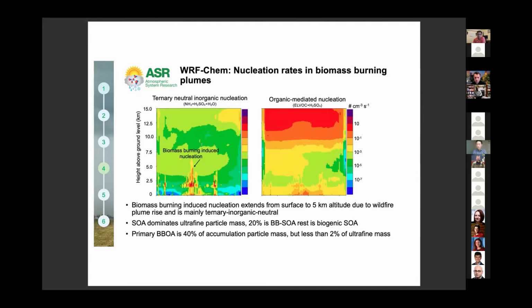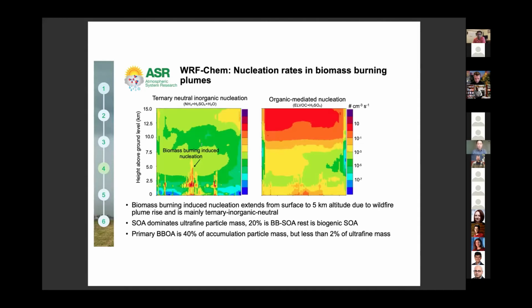And then if we look at the composition of particles, the SOA dominates ultrafine particle mass. But when we look at the accumulation mode particles, the primary biomass burning organic aerosol dominates, and that's at least 40% of mass. So we are working on a paper documenting our findings on this.